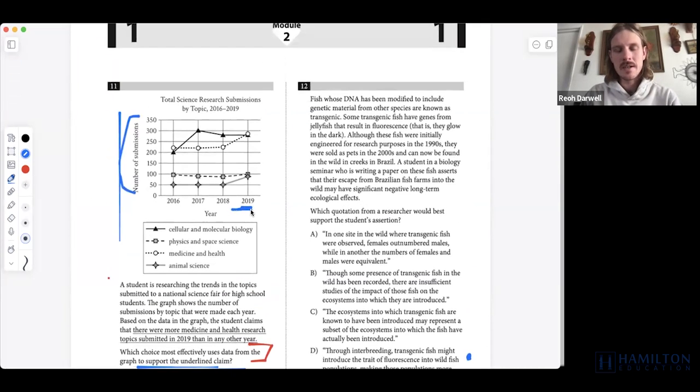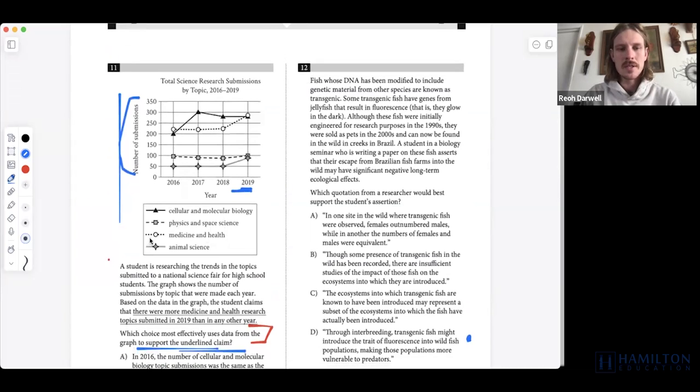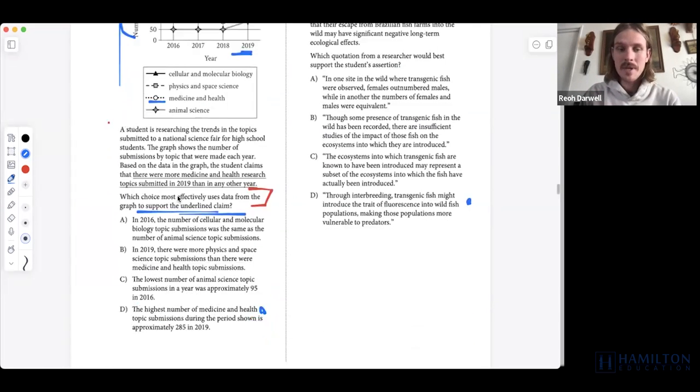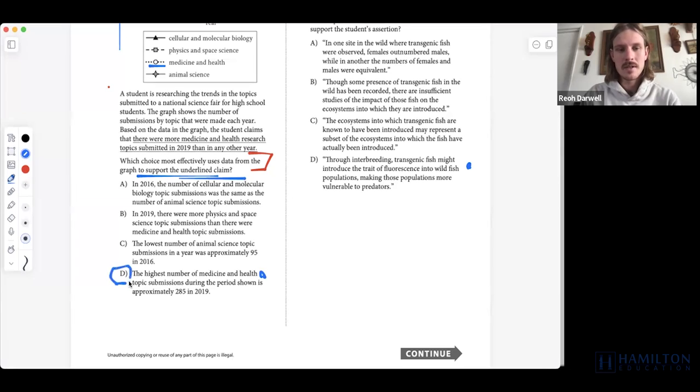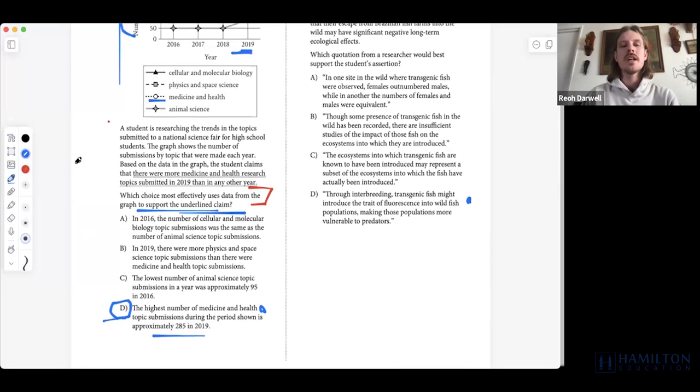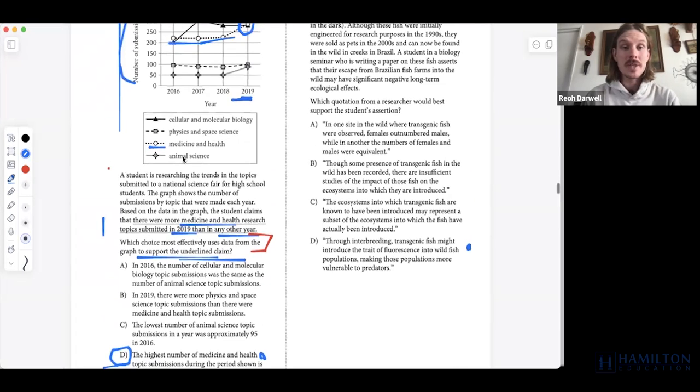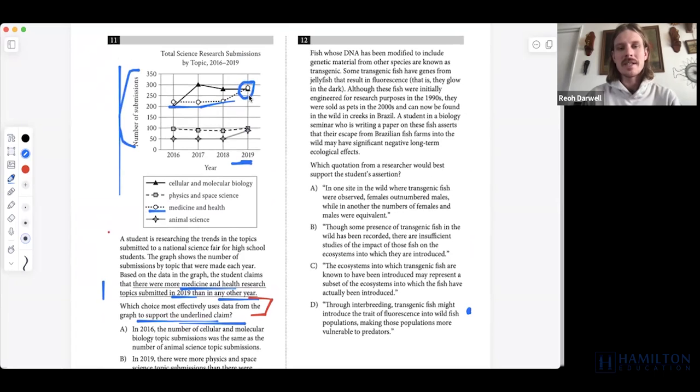So let's go to 2019. Here we are. Medicine and health is this graph. And in fact, it was about 300, and in all years previous, it wasn't. Okay. So very simply, we're going to get the answer choice that says right around there. Very straightforward. If you're missing these sorts of questions, you're probably making it more complicated than you need to, and you might be not reading or understanding the claim here. Right? What is the comparison here? 2019 to any other year. We are only looking at medicine and health compared with itself. Right? The fact that there's more medicine and health in 2019 than there is cellular and molecular biology.